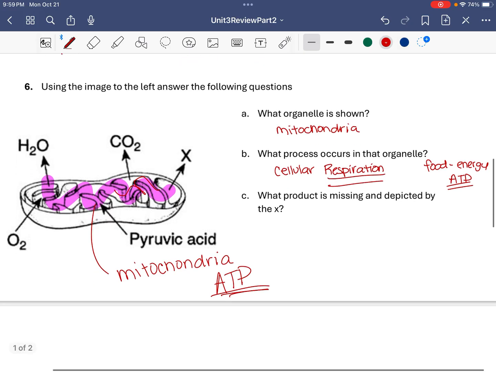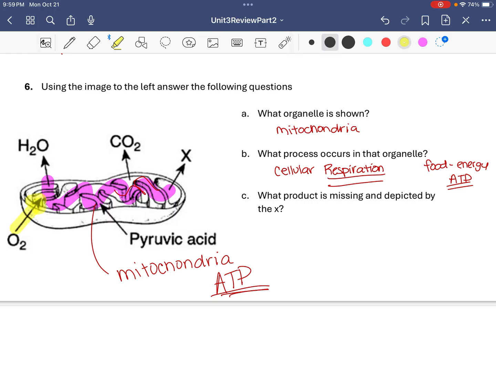So what product is missing and depicted? The way that you can tell from this image that it is a product is arrows going in are your reactant and arrows going out are your products, right? So again, we said that the process that occurs in this specific organelle is cellular respiration. So if you remember, cellular respiration is the opposite of photosynthesis.